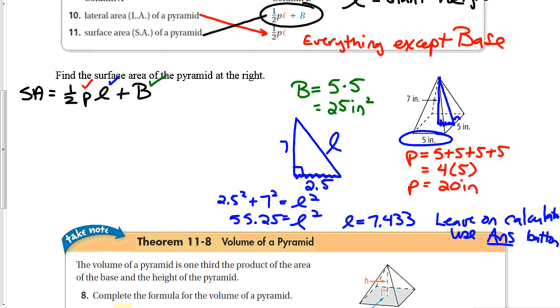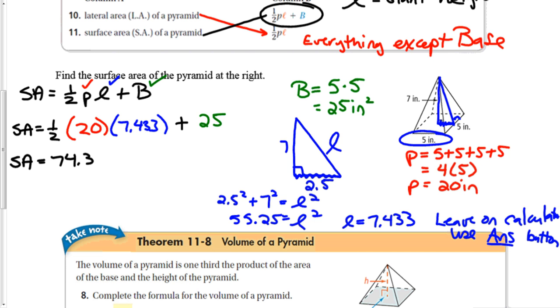So let's go ahead and plug everything in. My surface area is going to be 1/2 times my perimeter, which is in red over there, and that is 20, times my slant height, which is in blue, which is 7.433. And again, use all those decimal places or have it stored somewhere, plus my base, which is in green, so the area of my base is 25. And now when I pick up my calculator and multiply that all out, I get my surface area is 74.330 inches squared. If you need more time, please pause the video here.